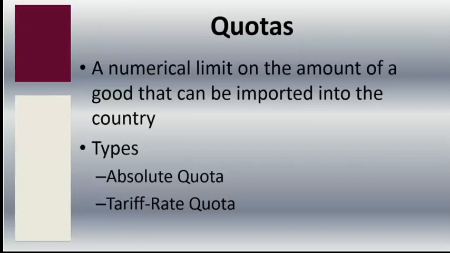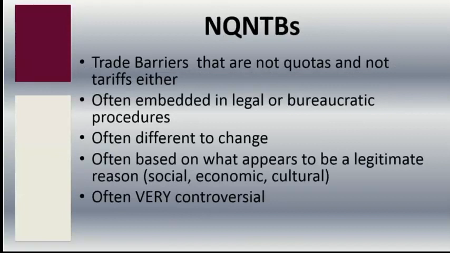So a lot of times countries come up with these NQNTBs. They're not quotas, they're not tariffs, they're just bureaucratic or legalistic. They're hidden. And then the country could say, well, that's not what we meant from that. Well, that's exactly what they meant from it. But it doesn't look as bad. And like I said, y'all, Japan's a master of a lot of these.